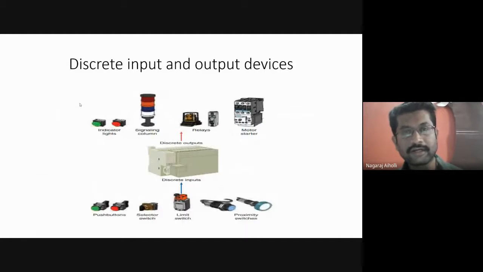Then later on, the different input and output devices: indicator lights or signaling column, relays, motor starter arrangement for power control or for starting of the motors, push buttons, selector switch, limit switch, and proximity switches, which operate based on the distance. Based on the distance parameter, it controls the on and off of the different devices.